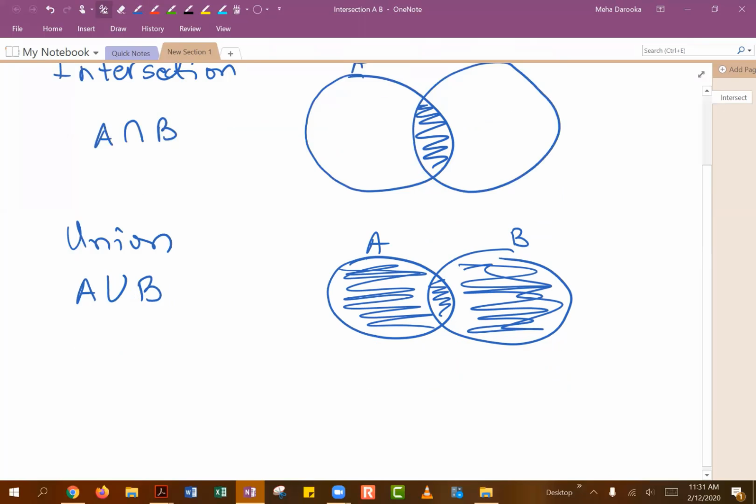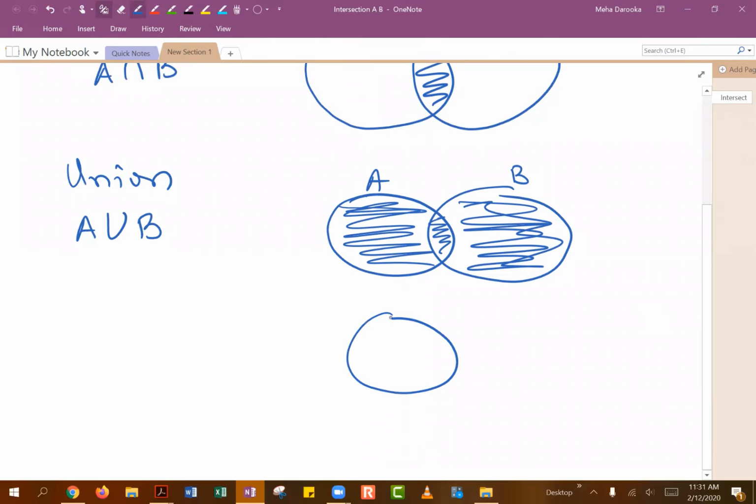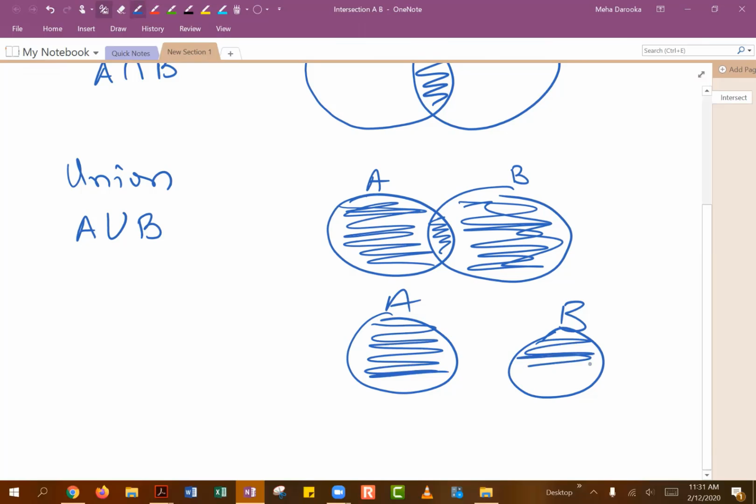But you can actually also have sets that have absolutely nothing in common. So they are two completely different sets, but when you're talking about union, you're basically saying take everything from set A, take everything from set B, and you still put it together.